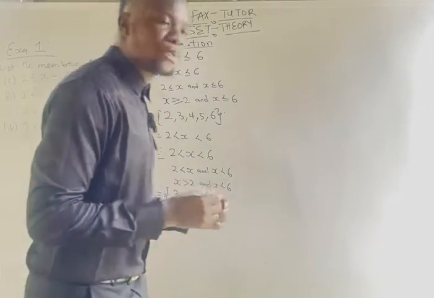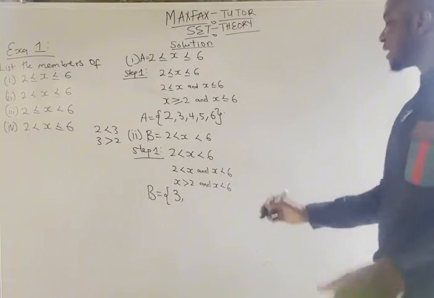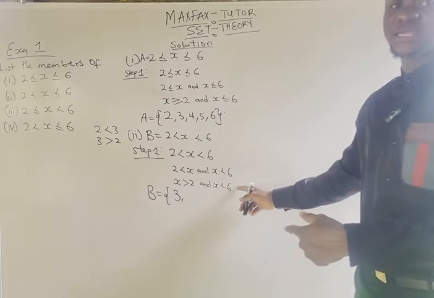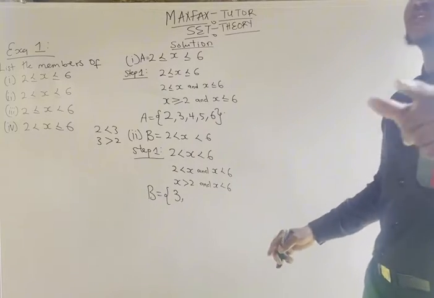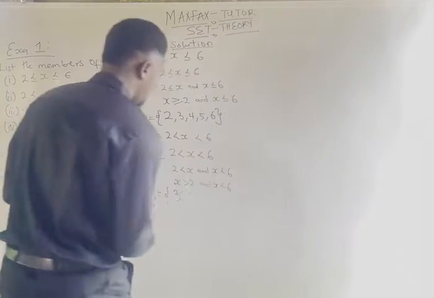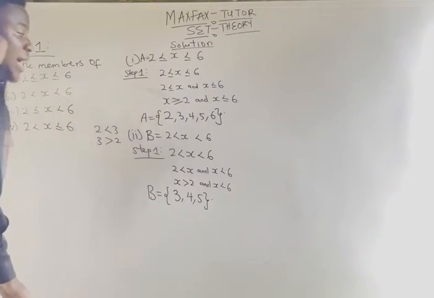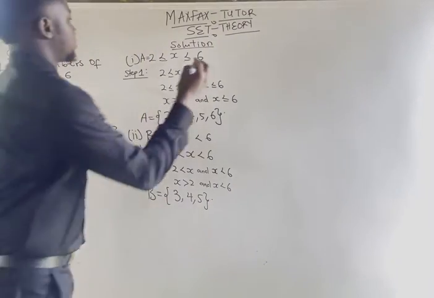Then we are going to stop the listing of x at a number that is less than 6. Which number is less than 6? That is 5, because we are going to reach 5 before we reach 6. So we are going to stop the listing at 5. So this will be 3, 4, 5. That's the answer, guys. Let's look at number 3.